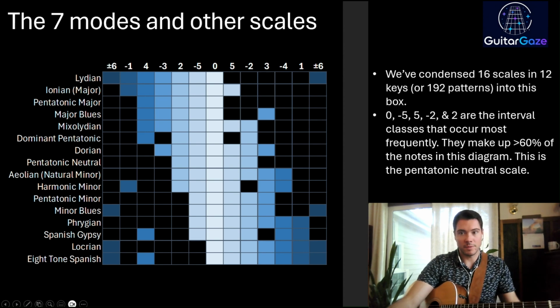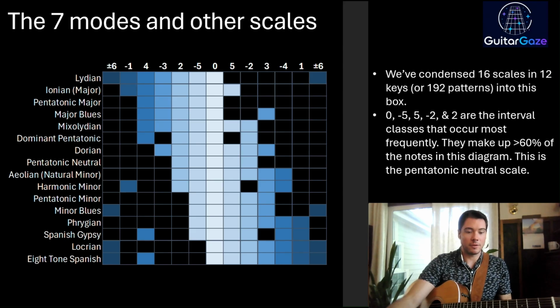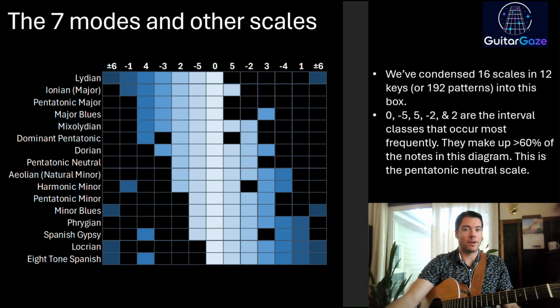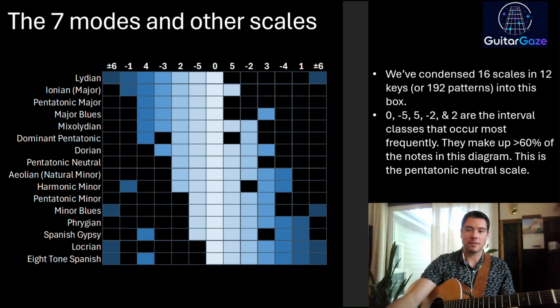So if you learn the intervals and become familiar with navigating the intervals of the pentatonic neutral scale, you also incidentally have memorized the notes that comprise the majority of the major, the pentatonic major, the Mixolydian, dominant pentatonic, Dorian, Aeolian. I got a list here. Let me pull it up. Harmonic minor, minor blues, Phrygian, and Spanish gypsy scales. So that's a lot of scales that you have the bulk or the foundation of memorized just by memorizing the pentatonic neutral scale. And it's because they share these interval classes in common with each other.